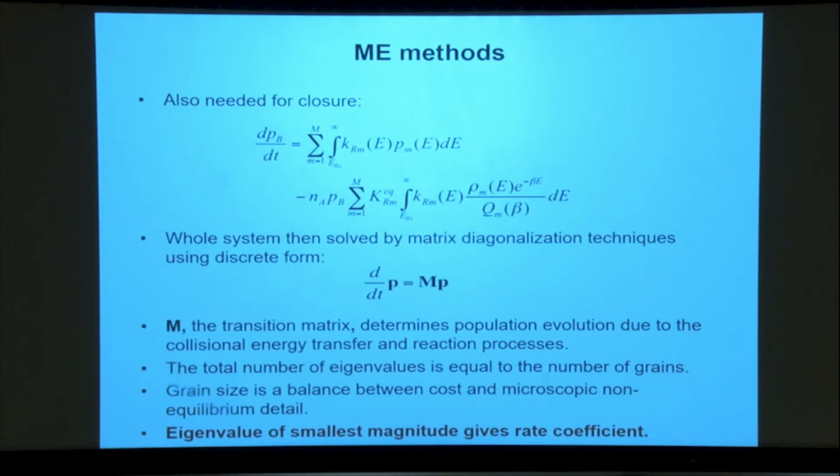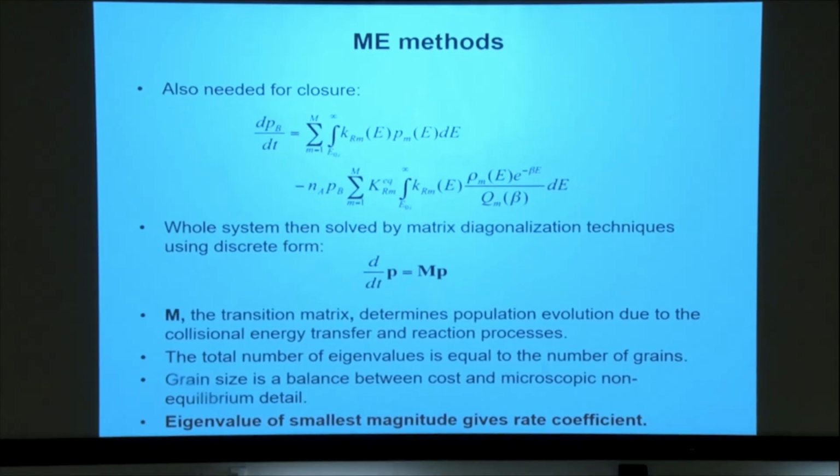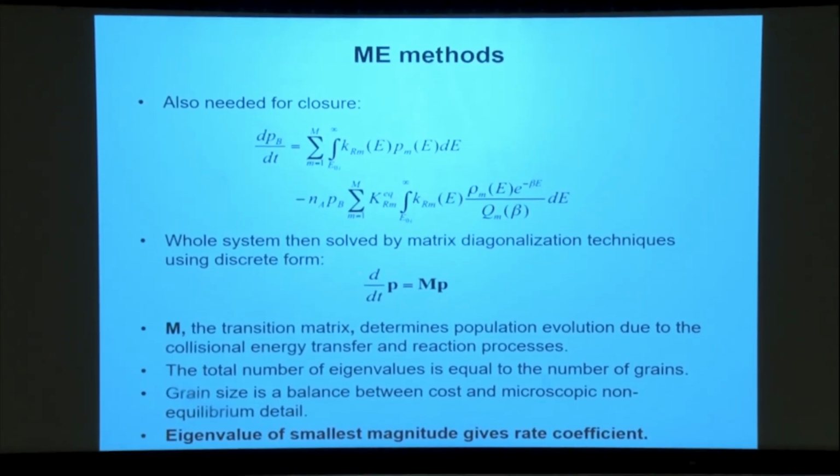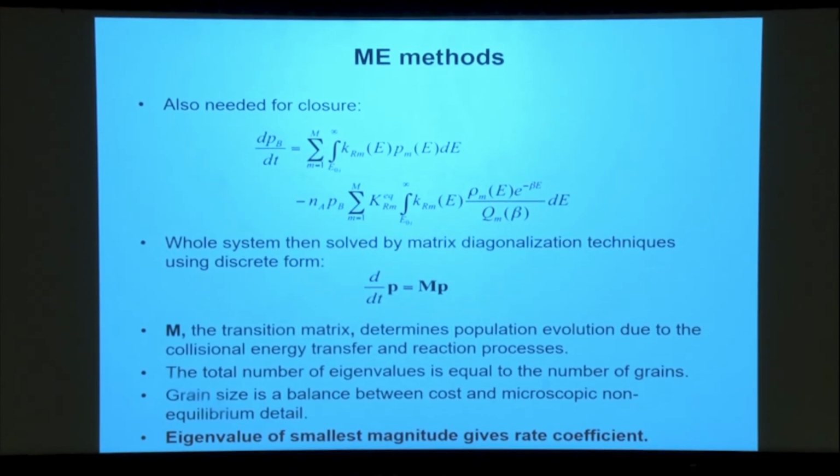It's basically just the forward and reverse reactions summed over all the energy grains. Okay, then we're solving the system at least. So this is basically a description of the Mesmer code, which is the Leeds-based code. And actually, the Argon code also uses this matrix diagonalization type methodology. It's not true of all the master equation models.